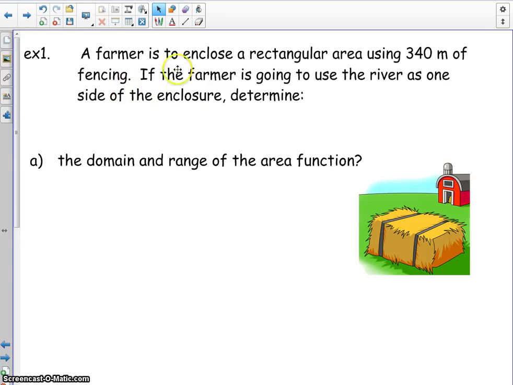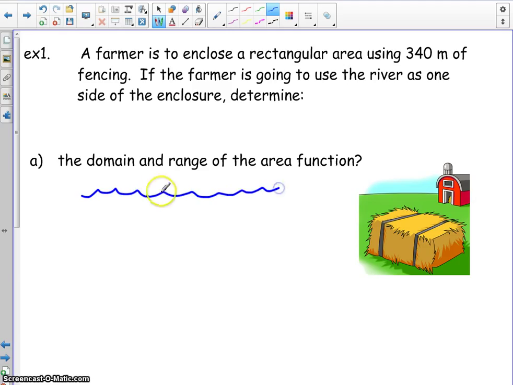So we're told the farmer is going to use the river as one side of the enclosure. So I'm going to draw my river in here, and I'm building a rectangular area against that river. So let's say here I'm going to go 1, 2, 3 sides, and there's my rectangular enclosure. Now I know I have 340 meters of fencing in total, and I don't know anything about the dimensions here, so I'm just going to call them L and W.